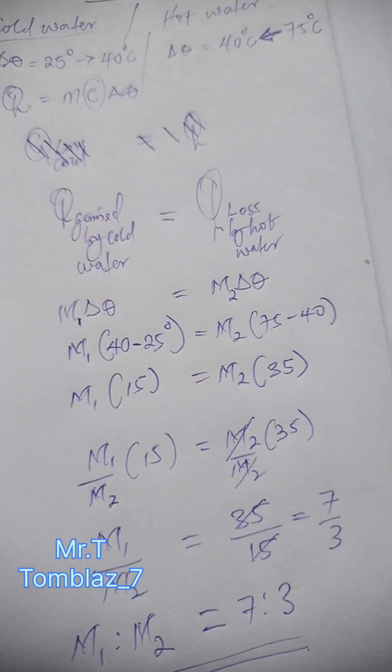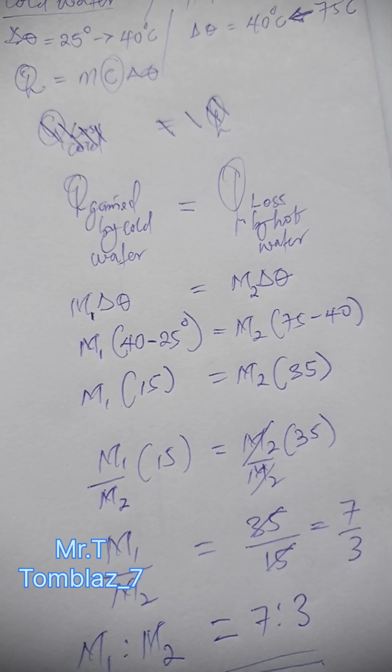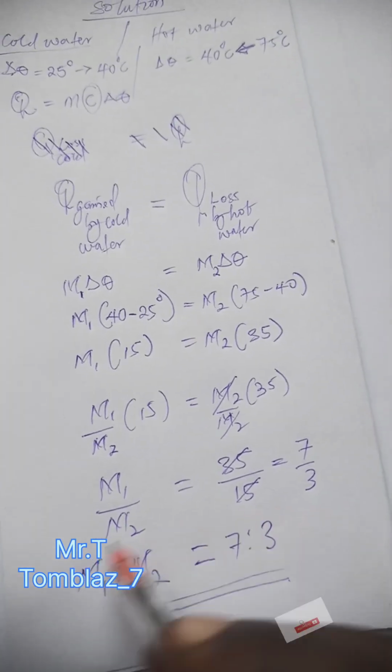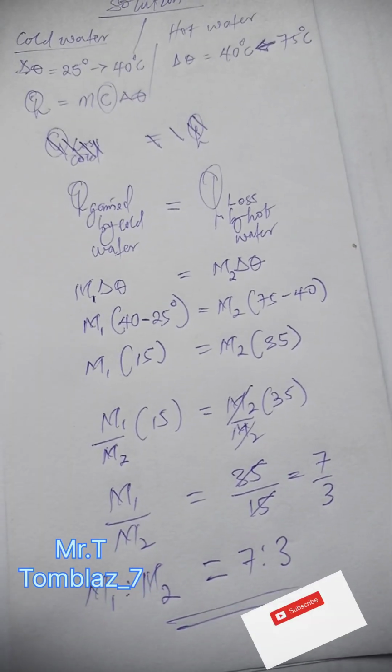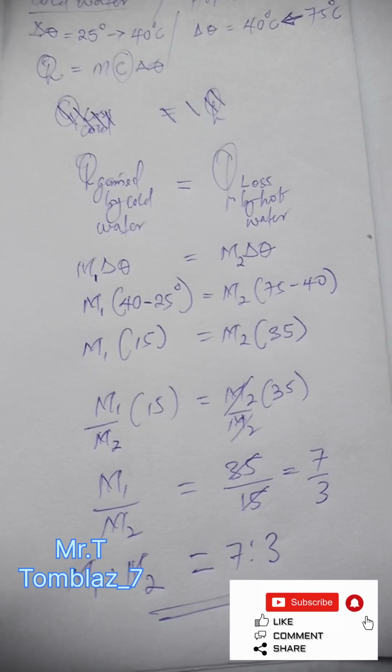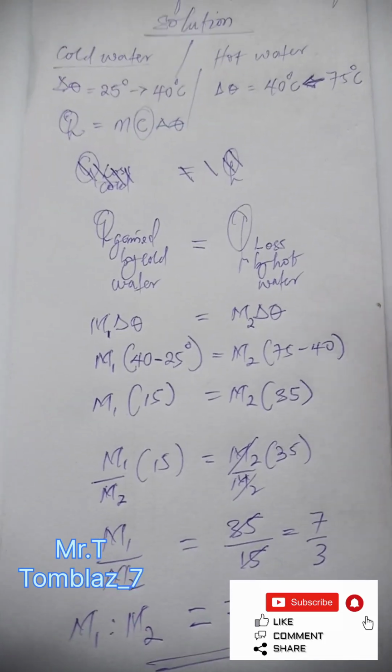So if we are looking for the ratio of the mass of cold water to the mass of hot water required by the man, it will be this: 7 ratio 3.